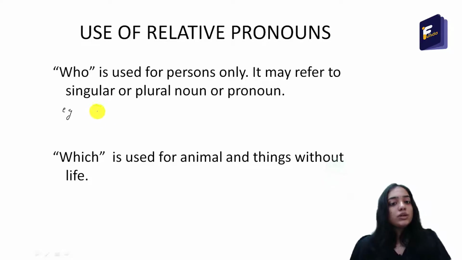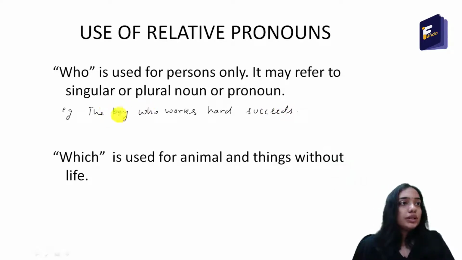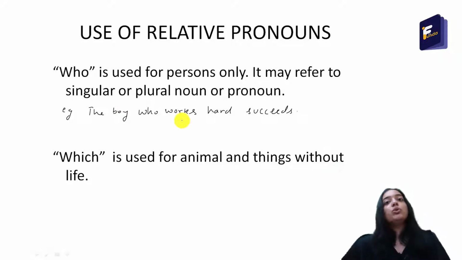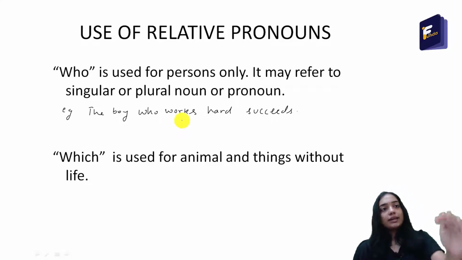The boy who works hard succeeds. Okay. So here I am writing the boy who worked hard. You cannot write the boy which worked hard because who is used for persons and which is used for, as we will learn, animals and things. Okay. So who is used for persons.